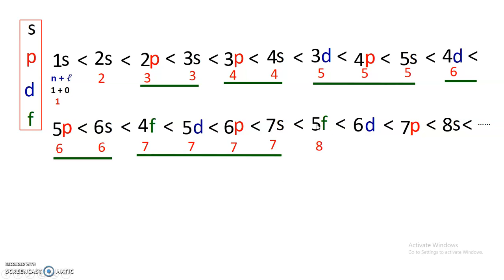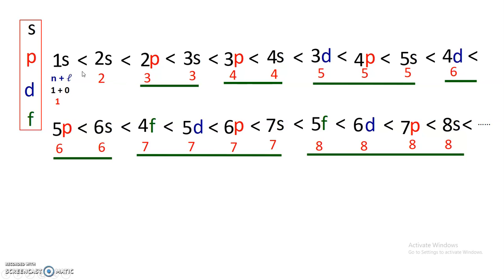For the 5f orbital, n plus l is 5 plus 3, that is 8. For 6d, again 6 plus 2 is 8. For 7p, 7 plus 1 is 8. And for 8s, 8 plus 0 is 8. So these four orbitals have the same n plus l value, but n increases in this order: 5, 6, 7, 8. And therefore electrons first enter the 5f orbital, then 6d, then 7p, and then 8s. So this is the above order.